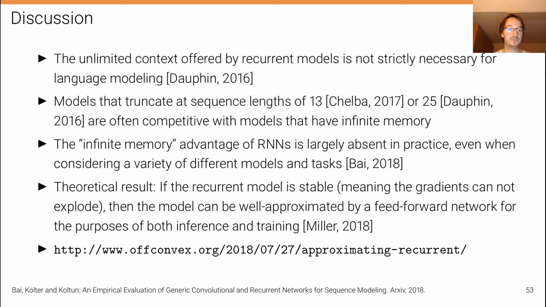And Miller in 2018 provided a theoretical result which showed that if the recurrent model is stable, meaning the gradients cannot explode, which is a property that of course we always want when training recurrent models, then the model can be well approximated by a feed-forward network for the purpose of both inference and training. So there seems to be also theoretical evidence for the fact that the theoretical advantage of recurrent neural networks of infinite memory is actually not present in practice. I want to close with this discussion, and it's a good starting point to think more about this problem and read more upon this.